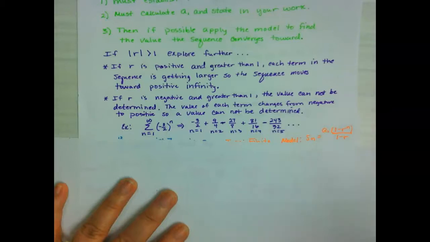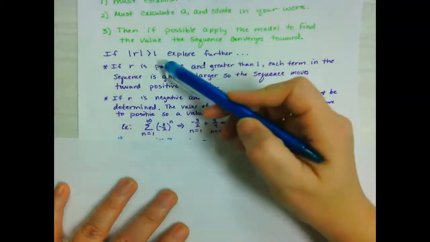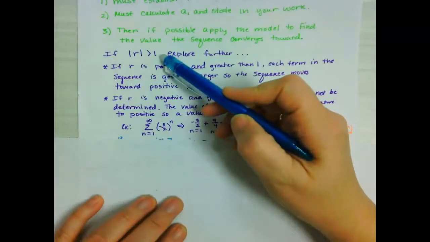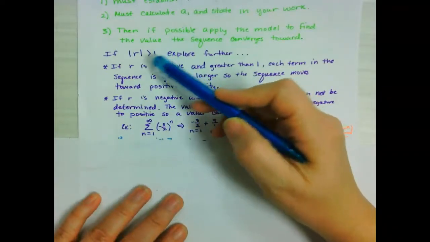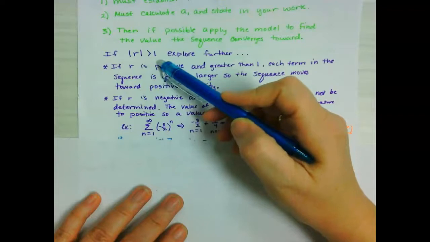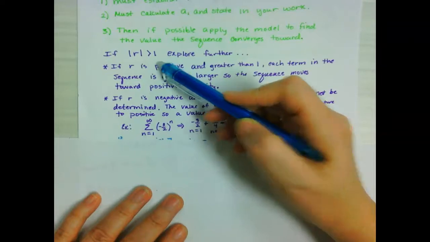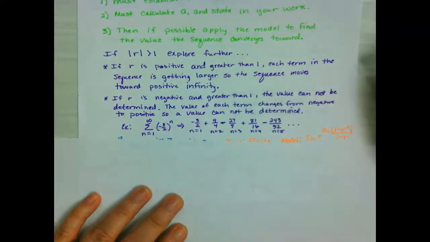So those are the two cases that we explore further when the absolute value of the ratio is bigger than 1. So remember we said that's the first thing we establish the condition for? That's why. Because if this is this case and you're trying to calculate a number, then you're actually trying to calculate a number that doesn't really exist, because it would be going to infinity or it wouldn't be settling out to anything. And so you can waste a whole lot of time.